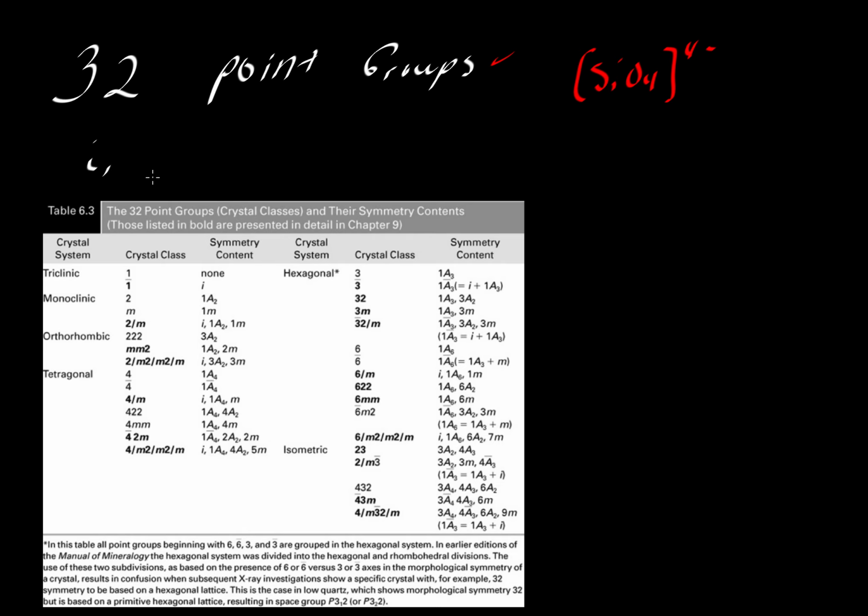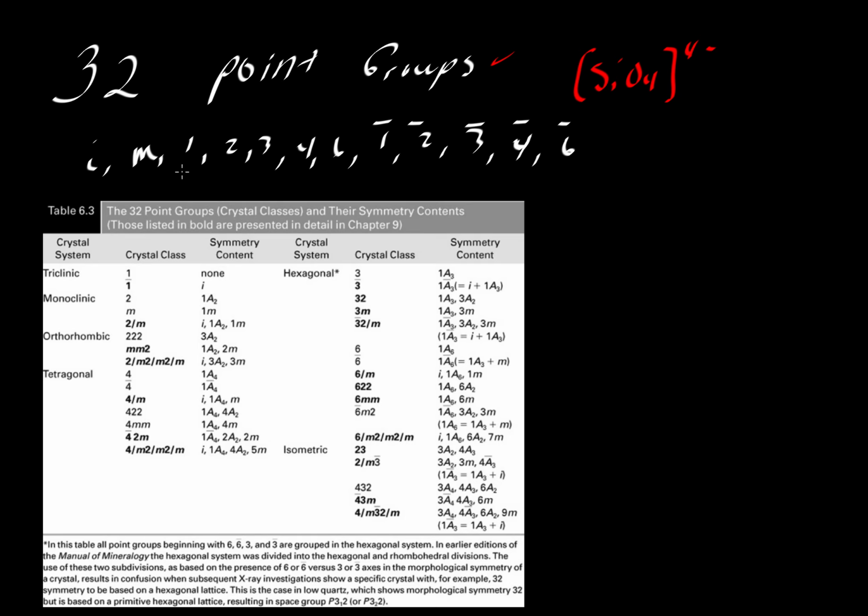The letter I for a center of symmetry or an inversion point, M for a symmetry plane or a mirror, and then we have 1, 2, 3, 4, and 6-fold rotational symmetry, and then we have rotoinversion, bar 1, bar 2, bar 3, bar 4, and bar 6. That's a lot of symmetry elements. How many different ways could we combine them?